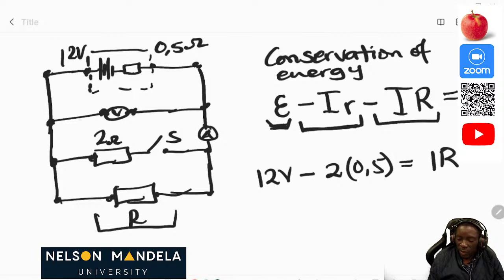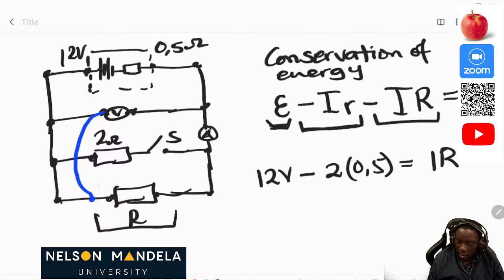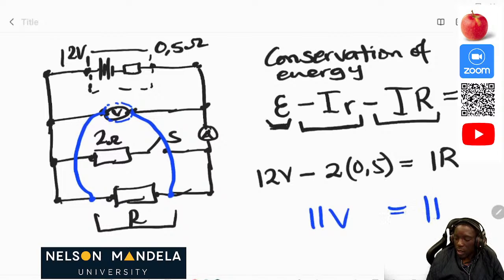So that means this voltmeter is also measuring the voltage across, let me use a different color. So the voltmeter is ideally measuring the voltage across the resistor, which is the product I times R. So now 12 minus 1 is 11 volts equals IR, and this is what the voltmeter reads. The voltmeter reads 11 volts.